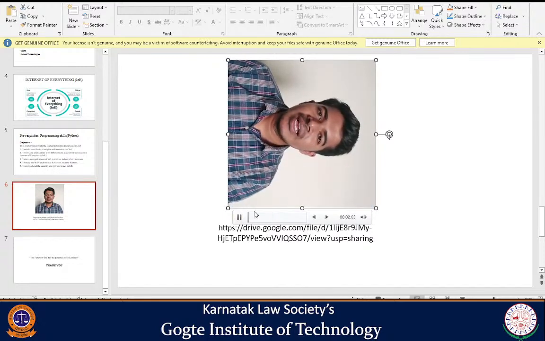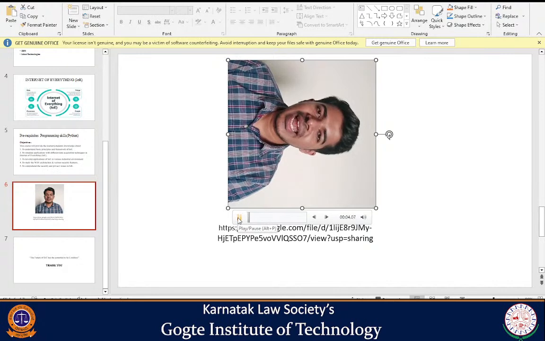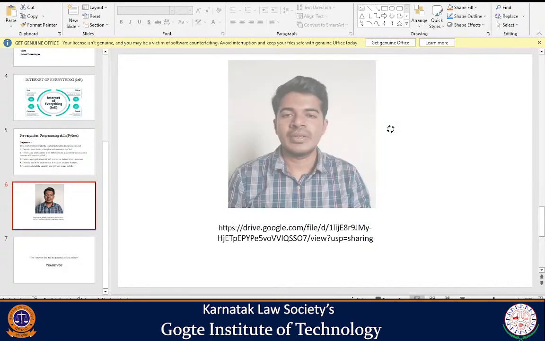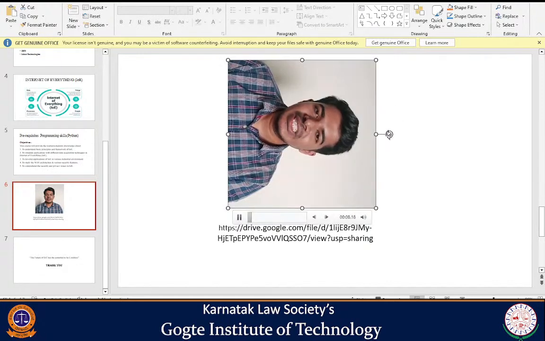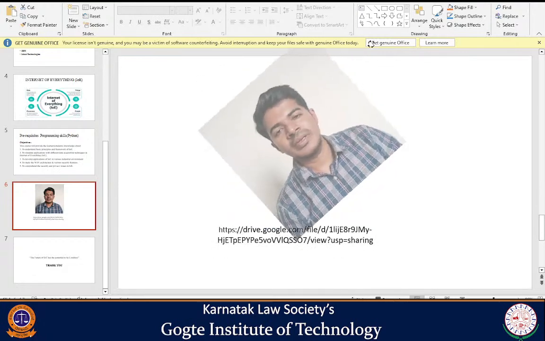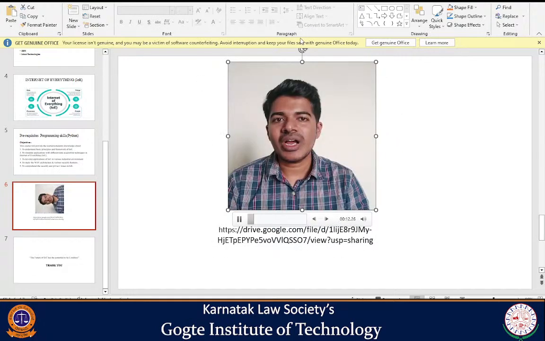Hi all, I am Akash Bhosle, an alumni of GIT, currently working as network engineer at Cisco. Today I am here to talk about IoT, that is Internet of Things. I personally define IoT as a time efficient technology.